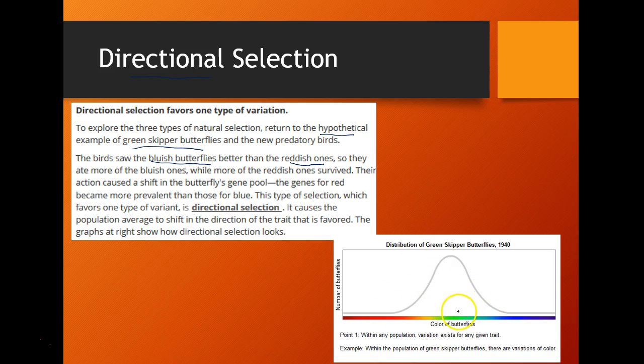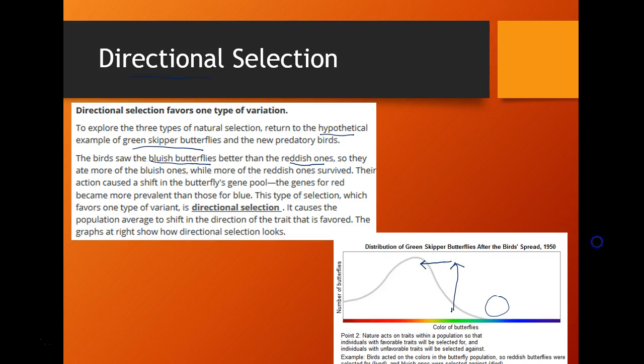So here we see that it's mostly green butterflies, not that many blue and not that many red. However, because the birds saw all of these blue butterflies and didn't see the red ones, we're probably going to see a shift towards more green ones. More red ones. And this is called directional selection.